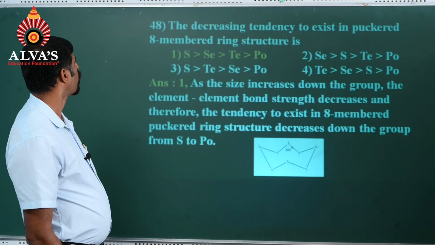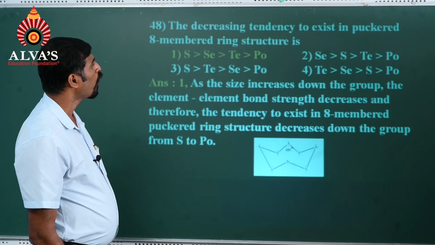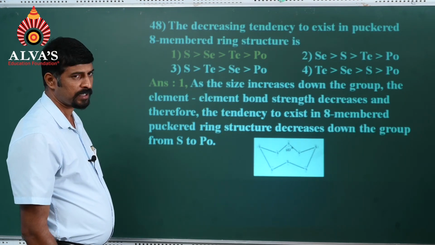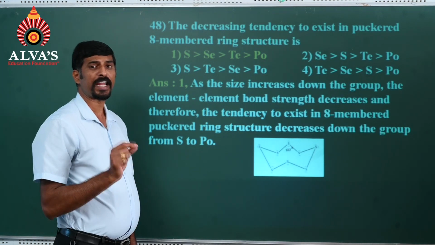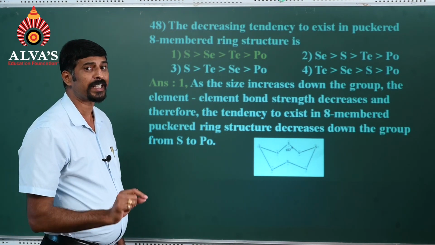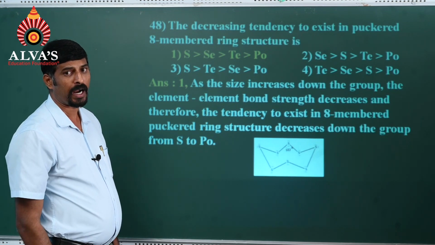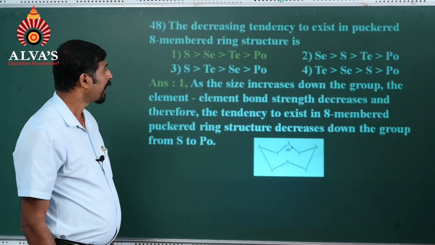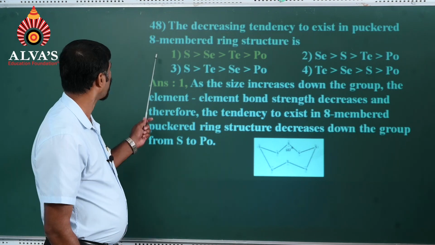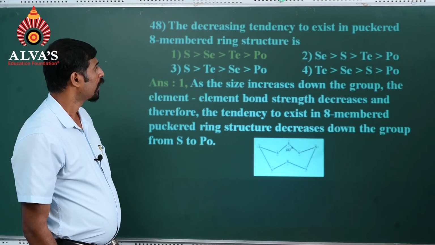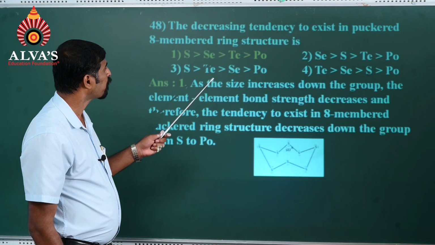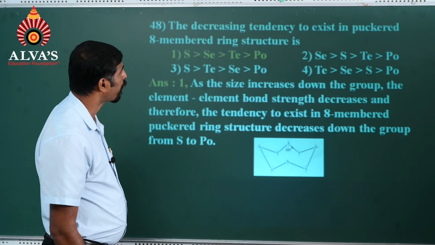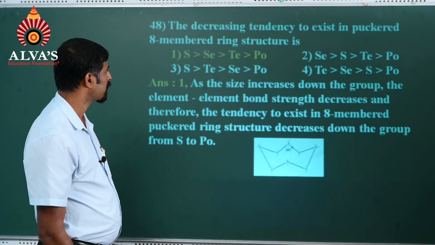Next, we'll move on to question number 48. The decreasing tendency to exist in an 8-membered ring structure is. We know that oxygen is a diatomic molecule. Why is it diatomic? Because it can form p-pi multiple bonds. But other elements cannot form p-pi multiple bonds. Other elements exist in 8-membered ring structures. Now, as the size of the atom increases, the tendency to exist in an 8-membered structure goes on decreasing.